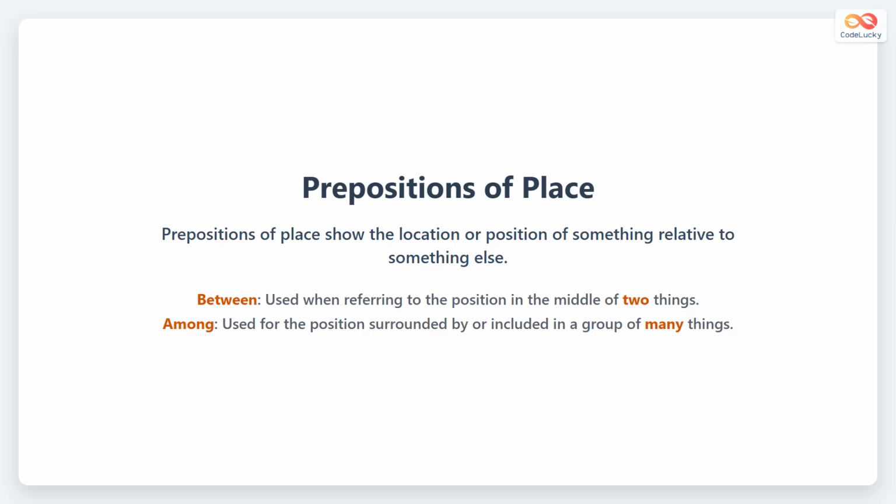Prepositions of place show location or position of something compared to something else. Between means the position in the middle of two things. Among means surrounded by or included in many things or a group.